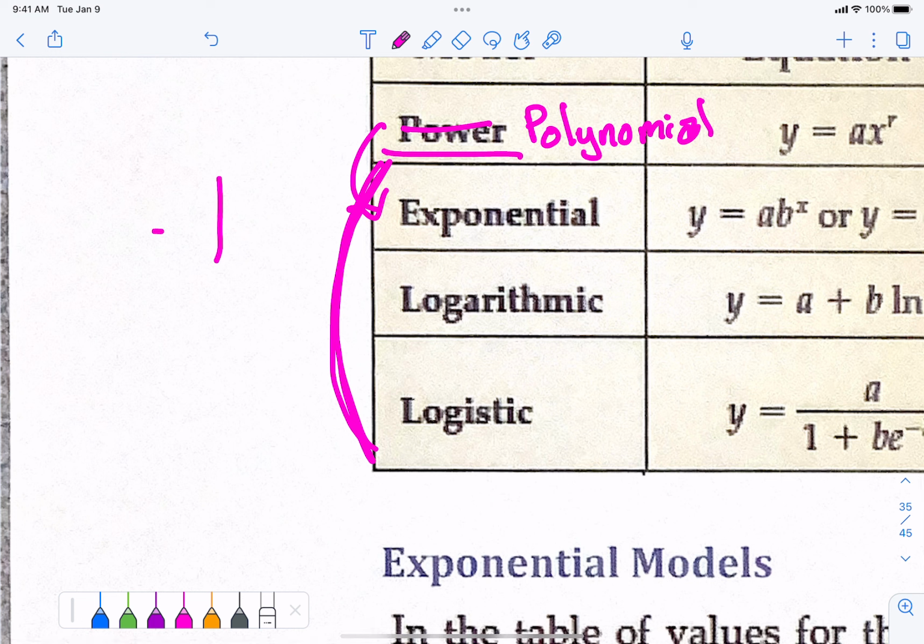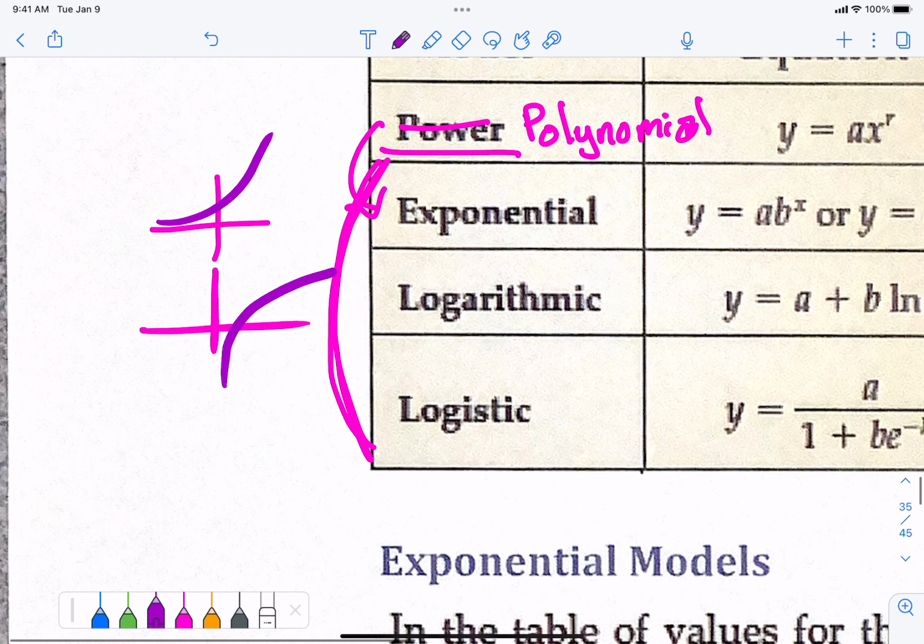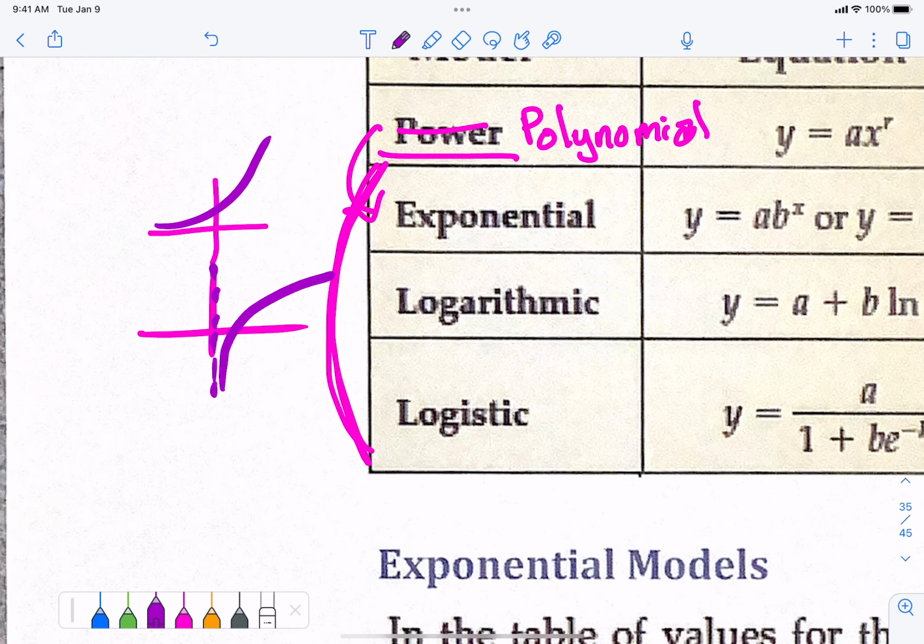Exponential functions, if you graph them, look something like this. Just like that, okay? A log function, when you graph it, is going to look like this. It's like the opposite, so it has a vertical asymptote, whereas an exponential function has a horizontal asymptote. That's what a logarithmic function looks like, okay?